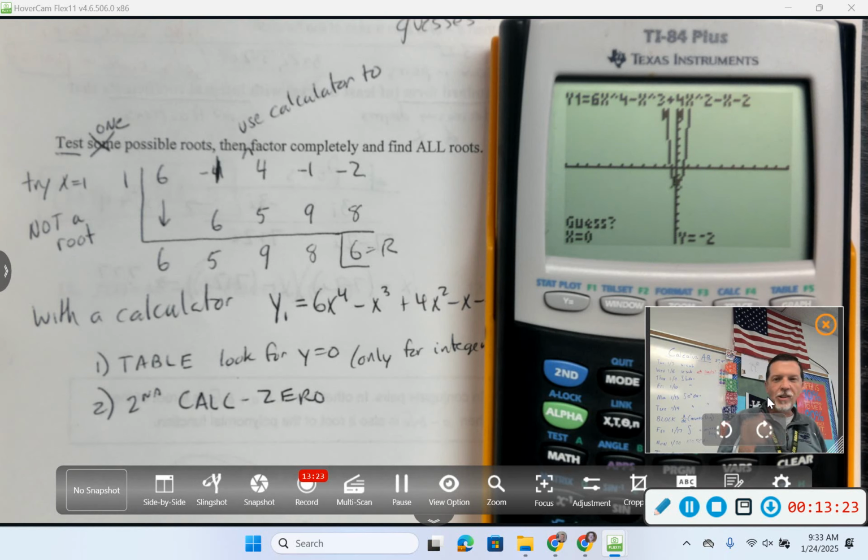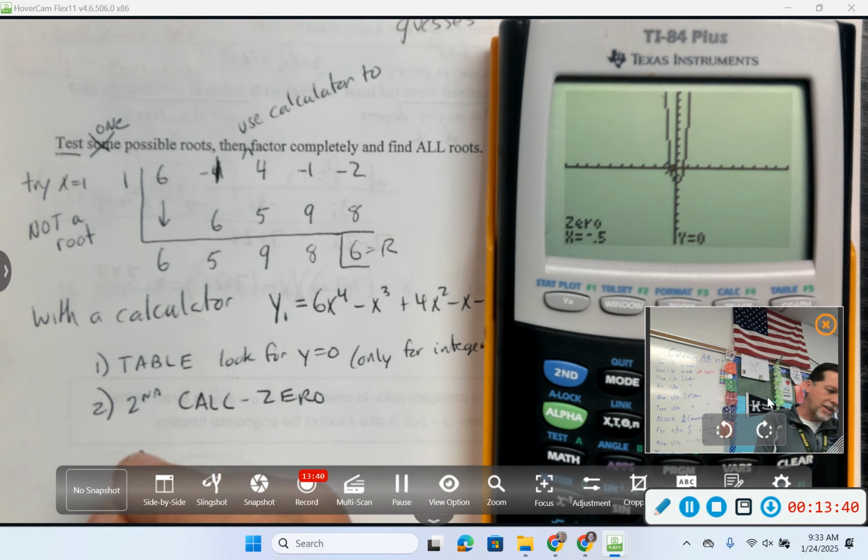For guess, you can try to get close if you want, but you're saving the calculator like milliseconds. So it takes you longer to get there closer than to let the calculator just do its work. So just press enter for guess. And there we go. There's a 0 at x equals negative 0.5. Also known as negative 1/2.